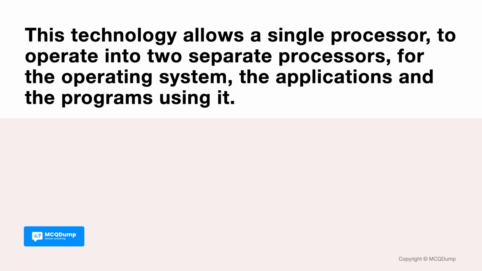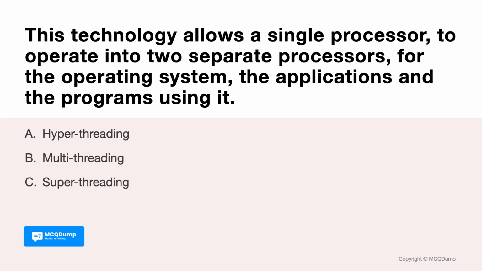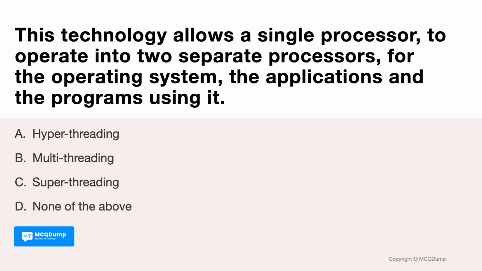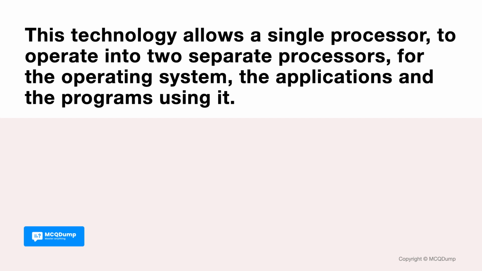This technology allows a single processor to operate as two separate processors for the operating system, the applications, and the programs using it. Options are A. Hyperthreading, B. Multithreading, C. Superthreading, and D. None of the above. Answer is A. Hyperthreading.